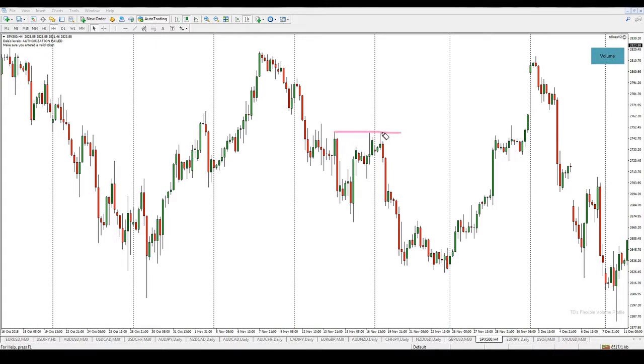One small thing to notice is a failed auction in here. Those three highs form a failed auction which gets breached in here. Alright, and then the price continues upwards.